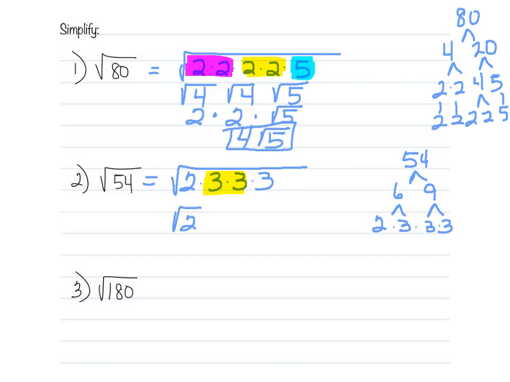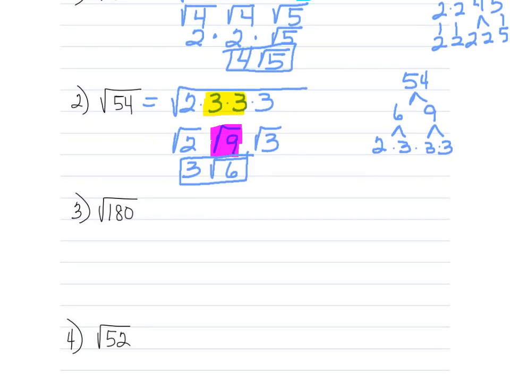So I can rewrite this expression this way. Radical 2 stays in the radical symbol, radical 9, and then radical 3. Then I can further simplify by writing radical 9 as 3. And then I can combine radical 2 and radical 3, and that would be radical 6. Multiply those. So there is my simplest form.